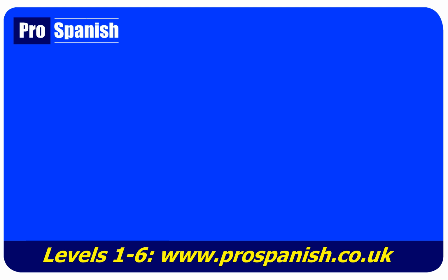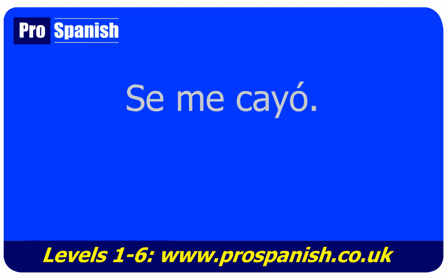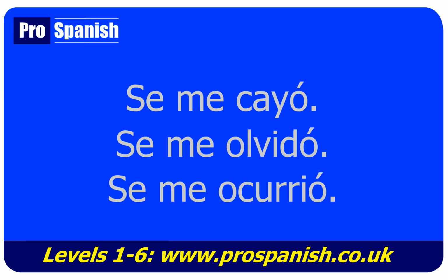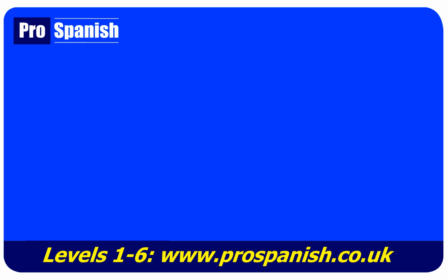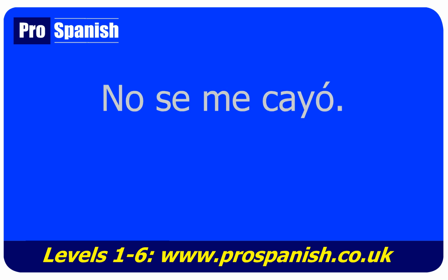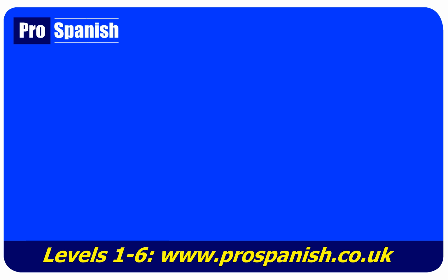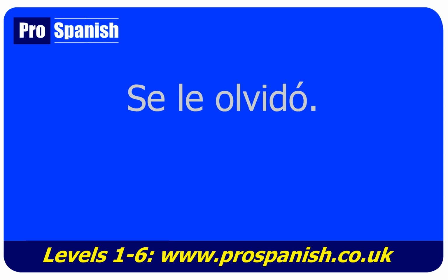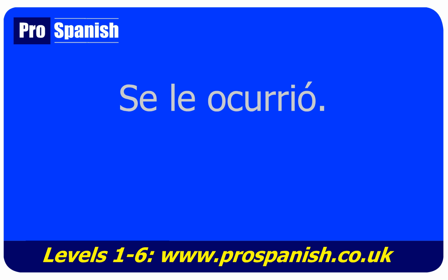So we started off with se me cayó, I dropped it. We learnt se me olvidó, I forgot it. And we learnt se me ocurrió, I thought of it, or it occurred to me. We learned to use the negative. No se me cayó, I didn't drop it. And we learned how to use this structure with he or she. So se le cayó, she dropped it or he dropped it. Se le olvidó, he or she forgot it. Se le ocurrió, he or she thought of it.